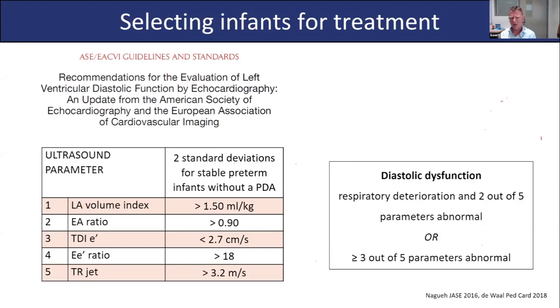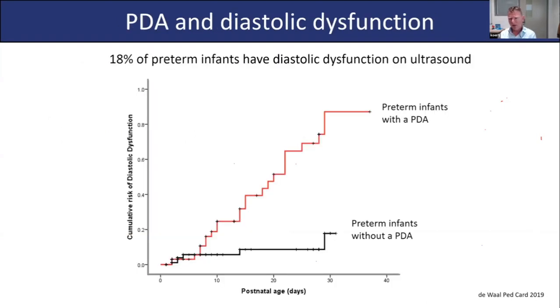And then we did a study within this study to look at the 2 standard deviations for stable preterm infants, and you could find sort of cut values for this. And then you could diagnose or define diastolic dysfunction, which is either clinical disease and 2 out of the 5 parameters abnormal, or more than or equal to 3 out of the 5 parameters abnormal. And this showed a very interesting concept.